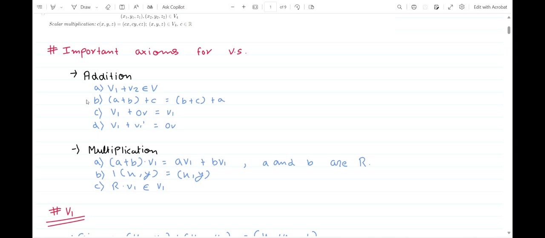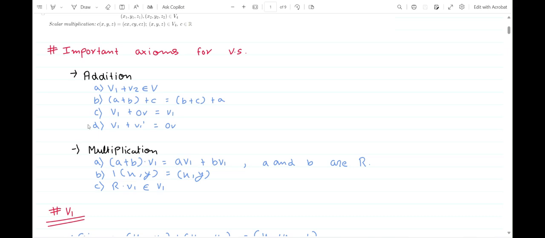The third axiom is the existence of a zero vector, which states that there exists a zero vector in every vector space, where if we add that zero vector to any vector in the space, let us say v1, then the result is always going to be that vector v1. The fourth and last axiom is the existence of additive inverse, which states that for every vector in a given vector space, there exists an inverse of that vector, such that if we add that vector with its inverse, we will get a zero vector.